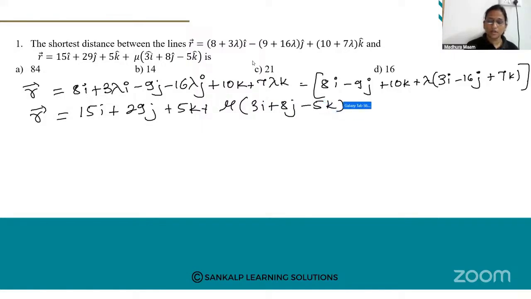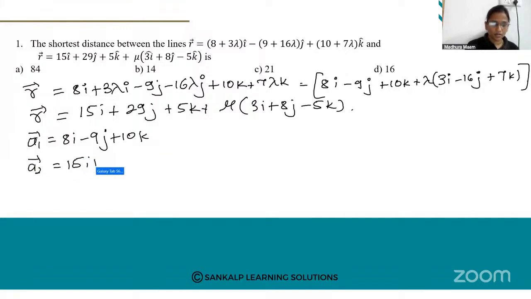Observe the parallel vectors: are they the same? Here it is 3I, 16J, 7K; here 3, 8, 5. No, they are not the same. So there is a little more work. It is an easy question but more work. So in place of A1 I have 8I minus 9J plus 10K. Please start solving along with me. It is a known concept, only a little time consuming. A2 is 15I plus 29J plus 5K. First I want A2 minus A1.